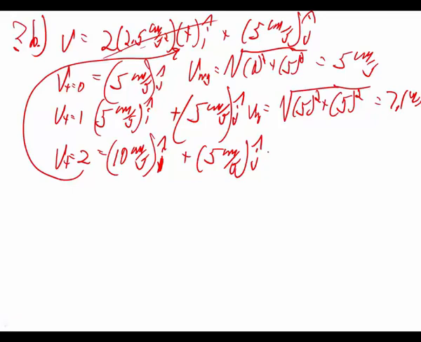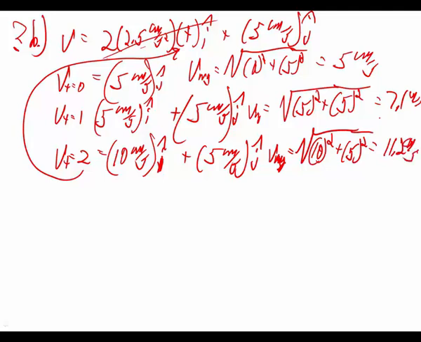Okay. And then what about right here? Velocity magnitude is equal to, all right, we got 10 squared plus 5 squared. And what do we come up with? Isn't it 11.2? Yeah, 11.2 meters per second. Centimeters per second, excuse me. Is that correct?